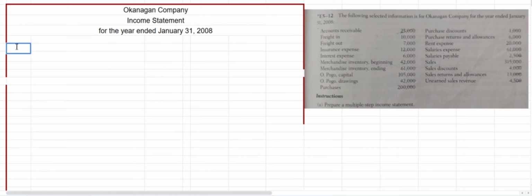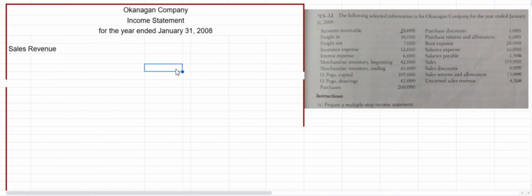The first thing you want to do is to write sales revenue. And in this, we're going to have 4 columns. So it's going to be a bit confusing. So sales revenue, that's just sales minus sales returns and allowances and sales discounts. That will give you the net sales. So first we can write sales. And as you can see, it's $315,000. And you can just put that in the 4th column.